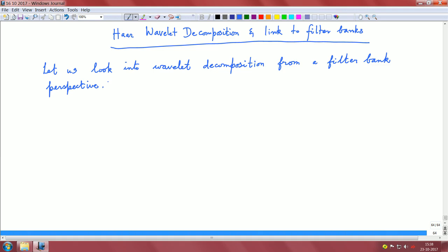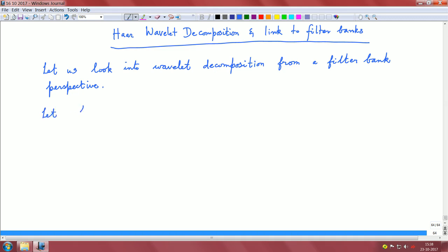Usually when people teach filter bank theory, that is multi-rate signal processing, they have a portion of their syllabus explicitly on multi-rate systems, and then there is also a portion on wavelets, and we will see the link between the two. I think you will appreciate it much better. So, let us start with the following.